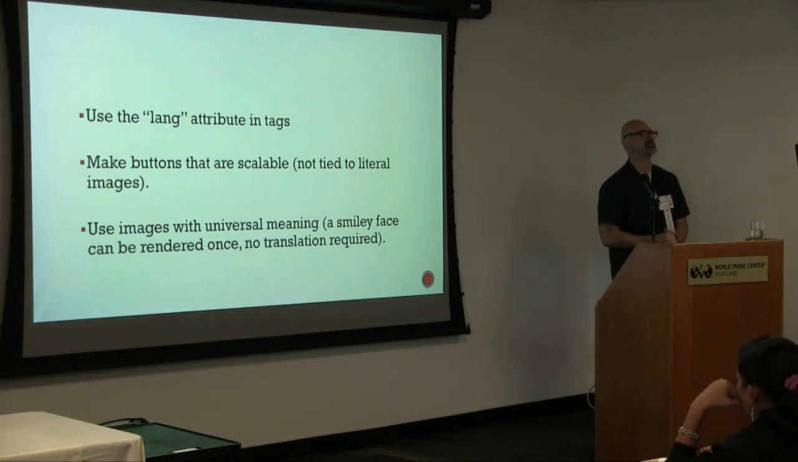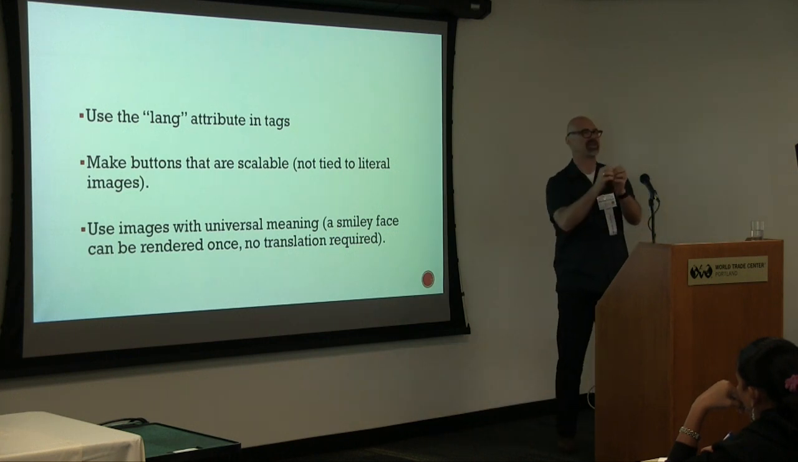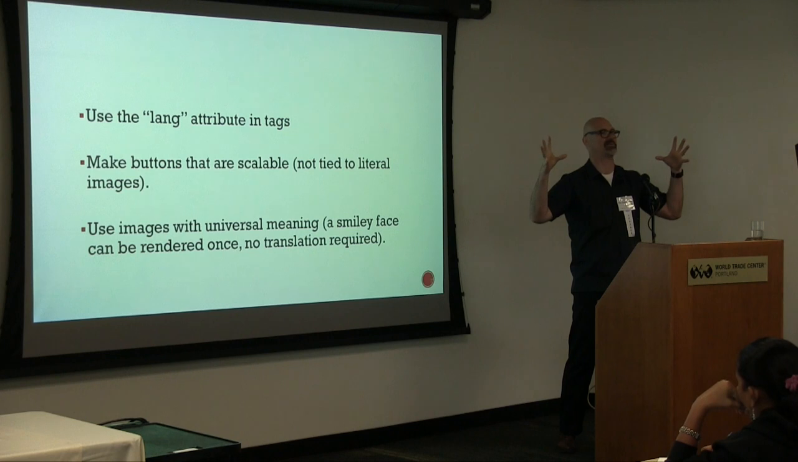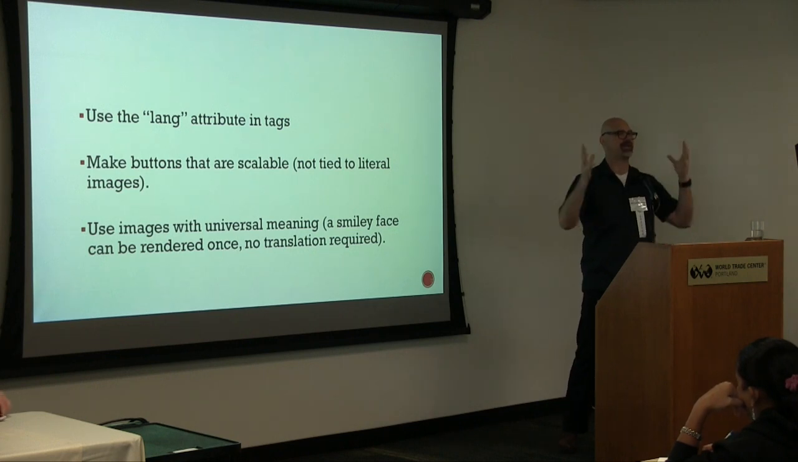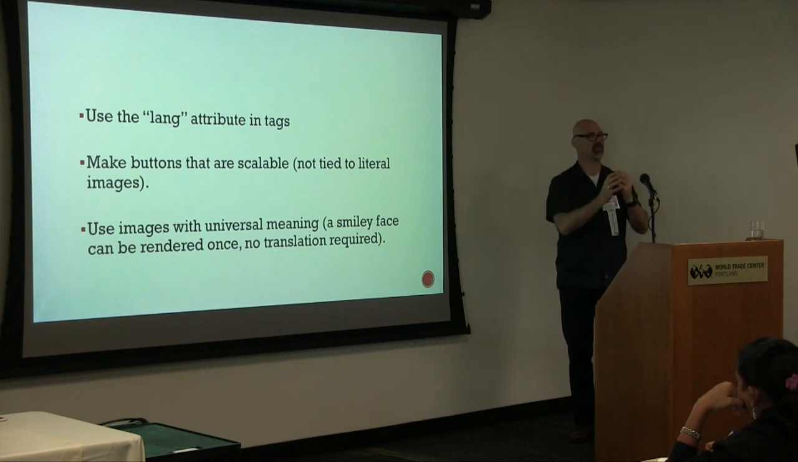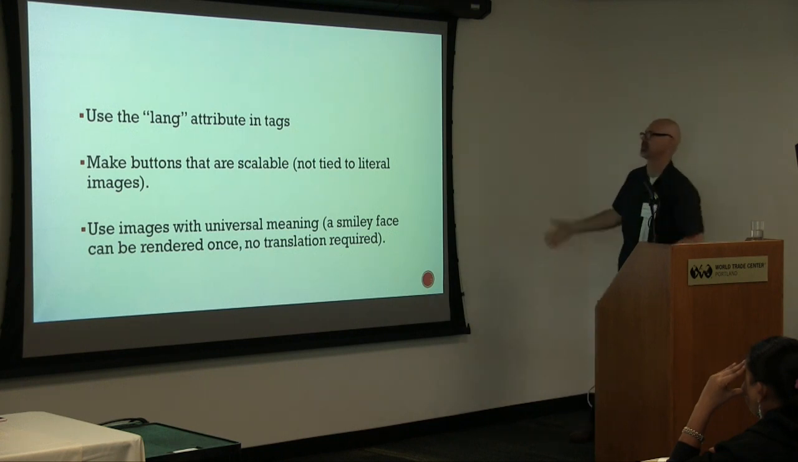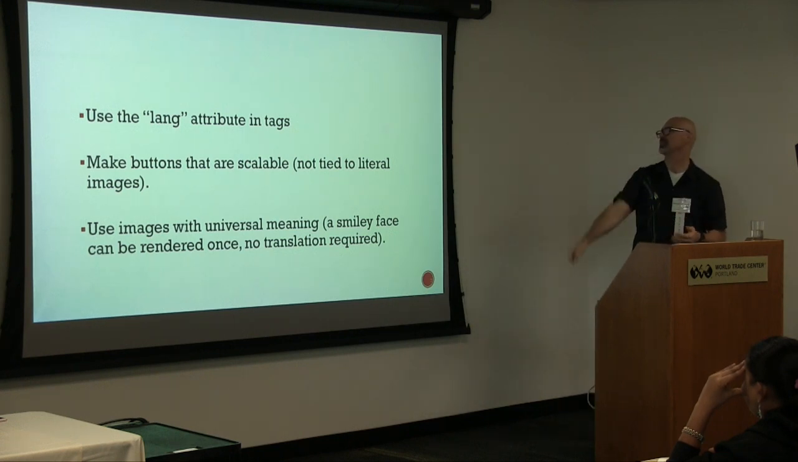Please don't make buttons that are images. It's awful, because when buttons are images and you have to expand them, pixels blow out and text blows out, and you don't know what you're looking at. By making them scalable, as they grow and shrink in size, they're represented in a way that you can easily understand. Use images with universal meaning, or as universal as you possibly can.